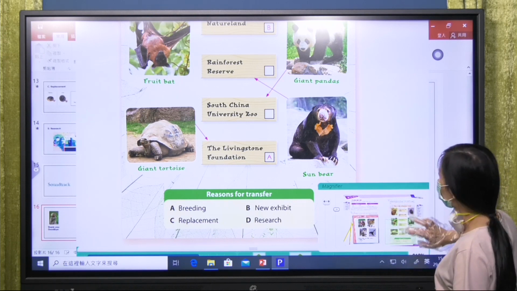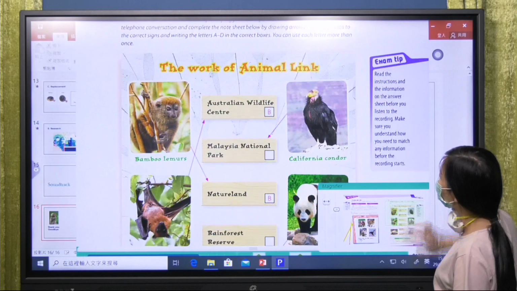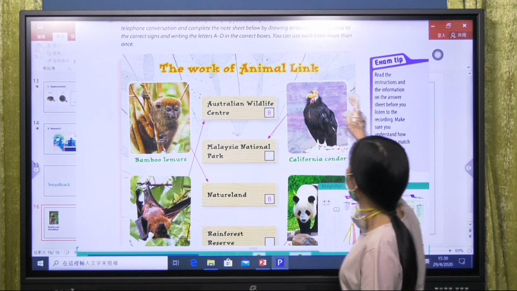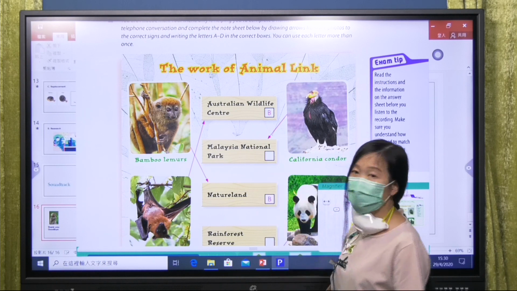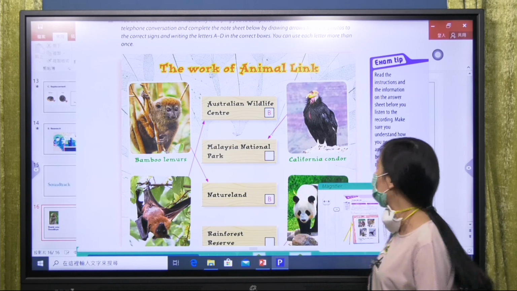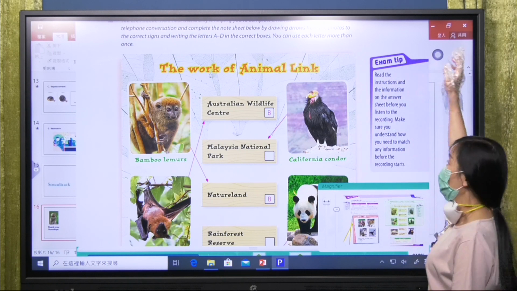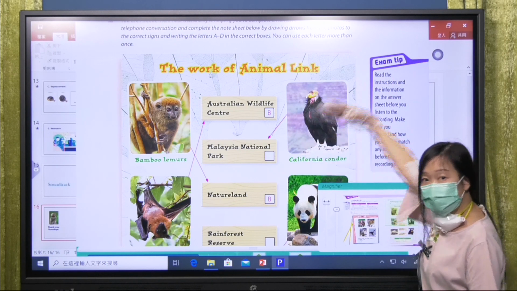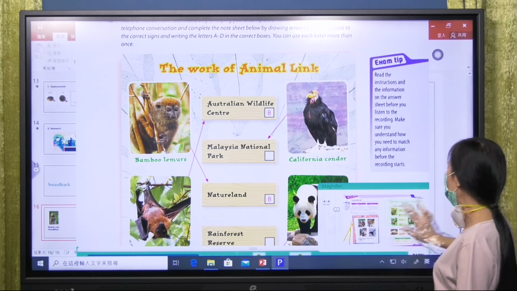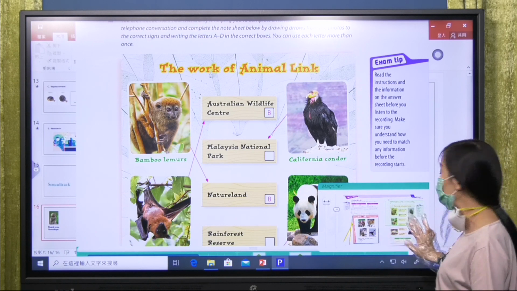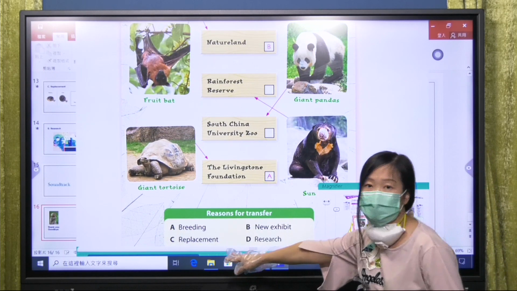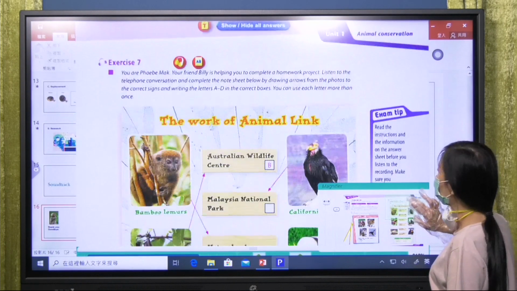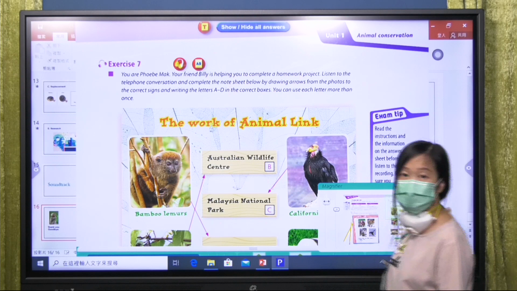And so, what about the other side? Oh, the answers are all here already. California condor will go to Malaysia National Park. Why? Because one of the condors there has flown away, and so they need to replace it with a new one. What's the option for replacement? Answer C. So please put C here. C.